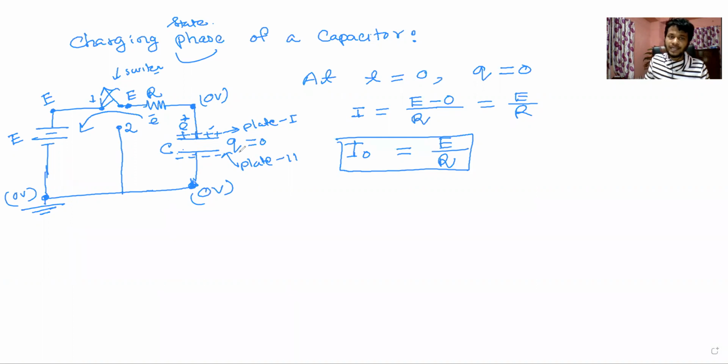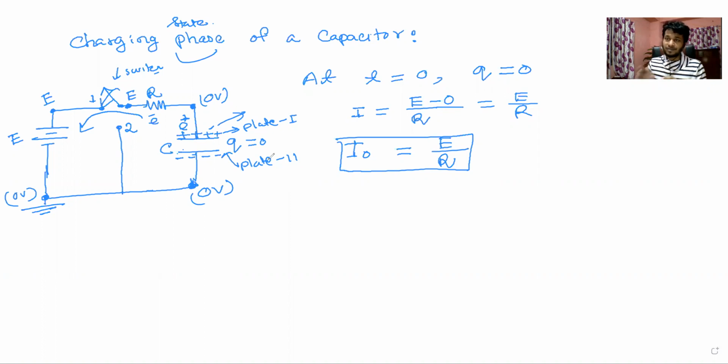So that means positive charge means higher potential, right? Positive charge means higher potential terminal. Negative charge means lower potential terminal, right? So that means plate 1 will be at the higher potential terminal and plate 2 will be at the lower potential terminal. So there will be a potential difference between plate 1 and plate 2, isn't it?